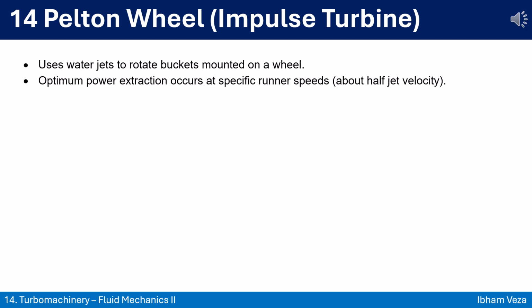To get the most power from a Pelton wheel, the runner, the rotating part, needs to move just right. There's a sweet spot. Optimum energy transfer happens when the runner's speed is about half the velocity of the water jet. Move too slow or too fast, and you lose efficiency. Get it right, and you tap into the full force of falling water, turning a torrent into useful work.